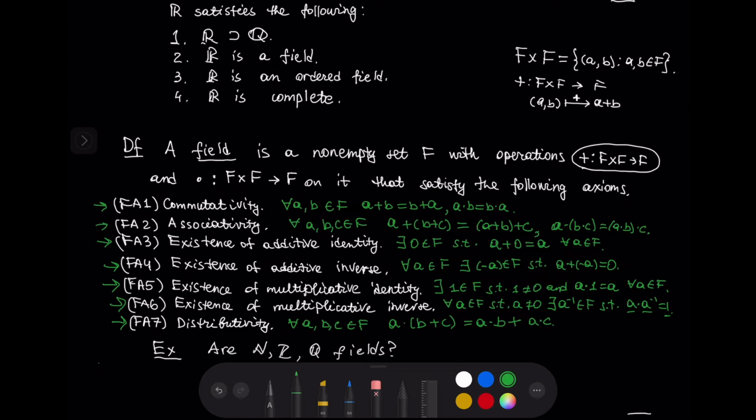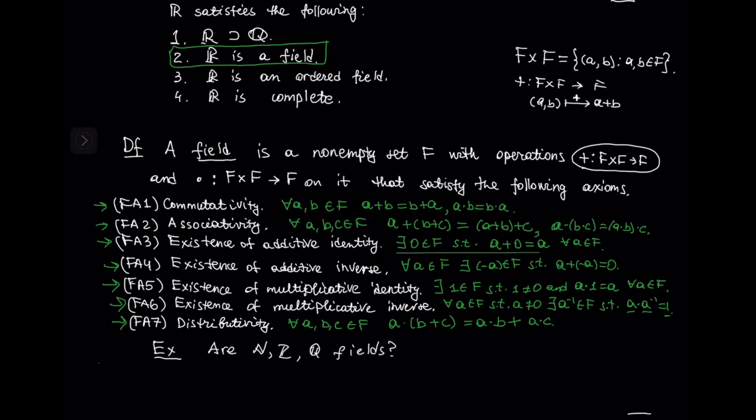And so now you can believe that R is a field from your intuitive understanding of the set of real numbers that you have from working with numbers. You may notice that all of these axioms are satisfied by real numbers. So now the question in this example is: is N a field, is Z a field, is Q a field?